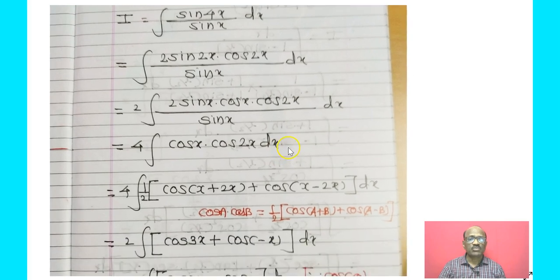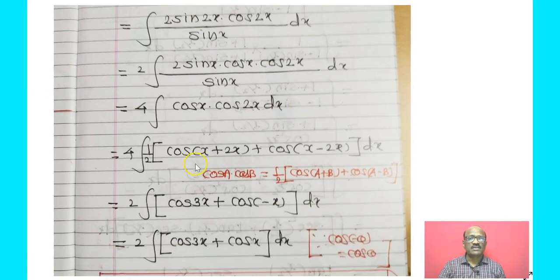Now again, there is one more formula, and here we can adjust. That is, cos a into cos b is equal to 1 upon 2 [cos of a plus b plus cos of a minus b]. That is 1 upon 2 [cos of x plus 2x plus cos of x minus 2x] dx. And this 4 into 1 upon 2 becomes 2, that is cos 3x plus cos of minus x.